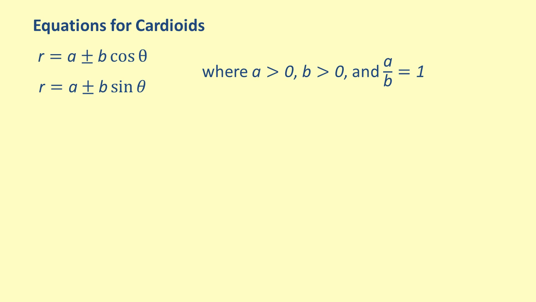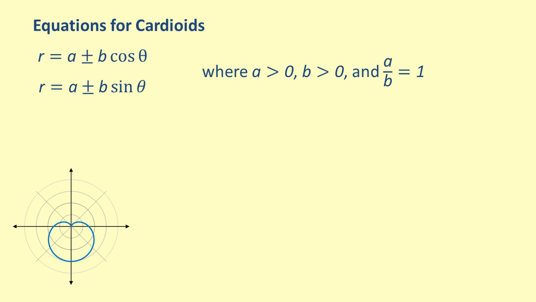If you were to plot either of these equations on a polar grid, the graph will be a cardioid if a is greater than 0, b is greater than 0, and a over b is equal to 1. The word cardioid may sound familiar. Your cardiovascular system pumps blood throughout your body, and a cardioid is roughly heart-shaped.